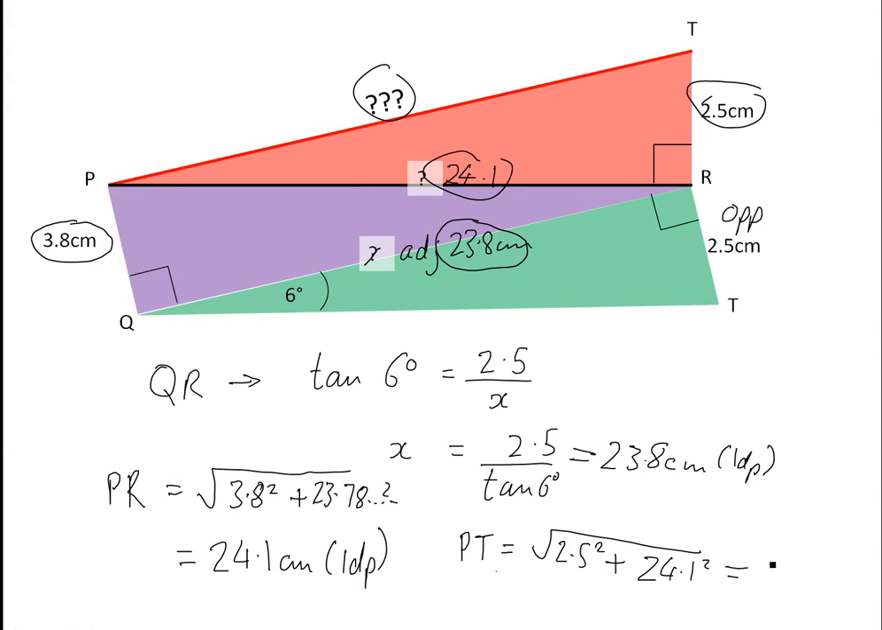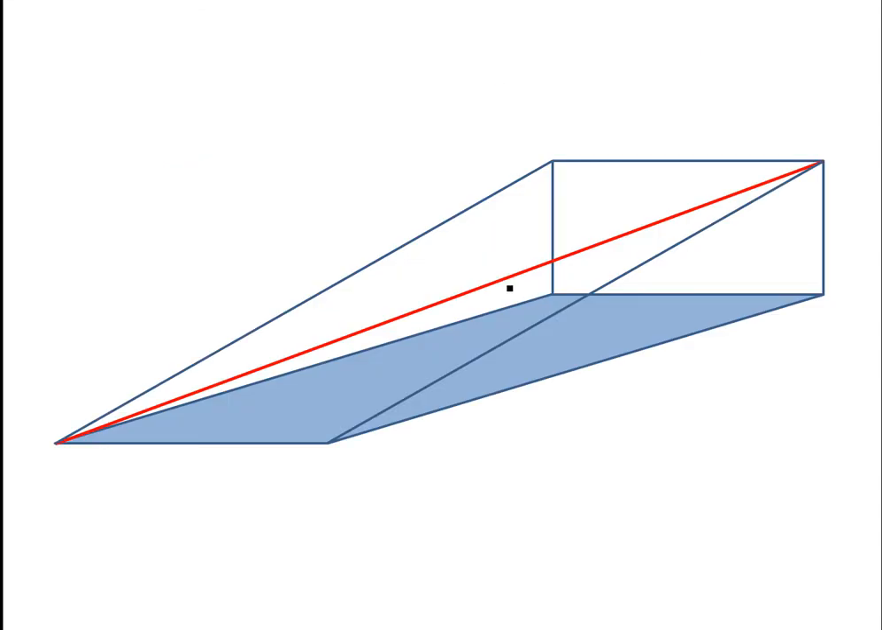So 24.2 centimeters, one decimal place. So going back to the original diagram, PT is 24.2 centimeters. And that's the end of the video.